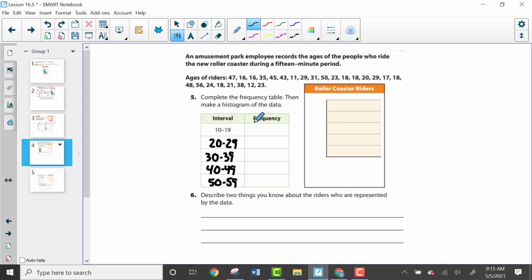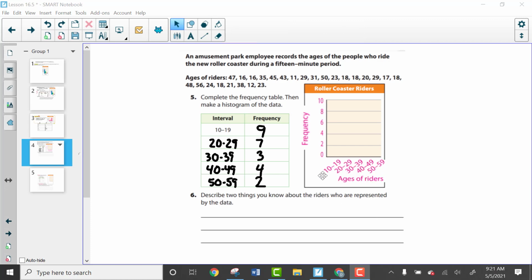Now, what I would like for you to do is to tally up the frequencies of this data and fill in the frequency part of this frequency chart. And then when you press play, I'll have the answers for you. So I'd like for you to pause the video now. So you can see the different frequencies from the different intervals. We have 9, 7, 3, 4, and 2, and make sure that your answers are right with mine.